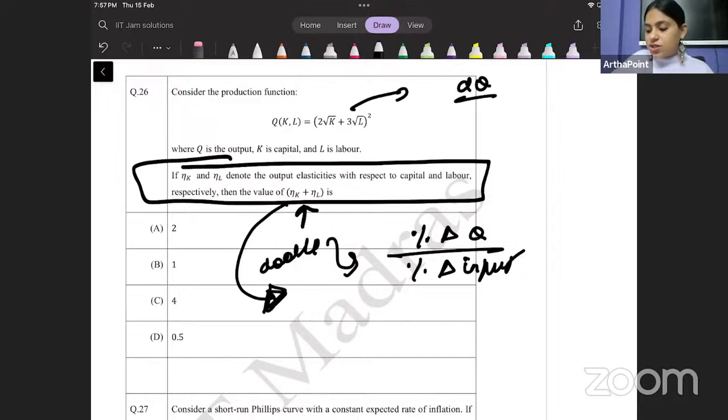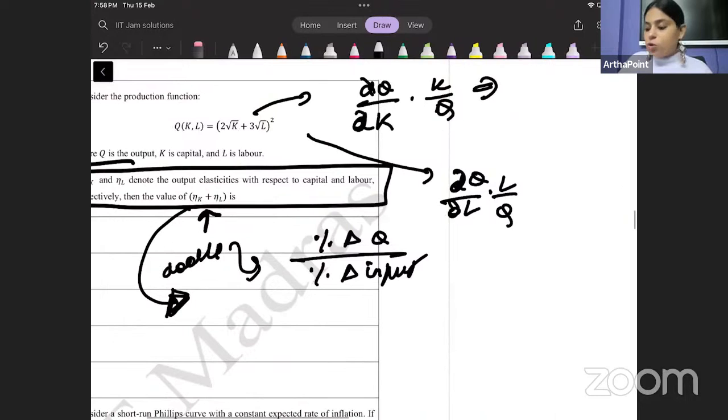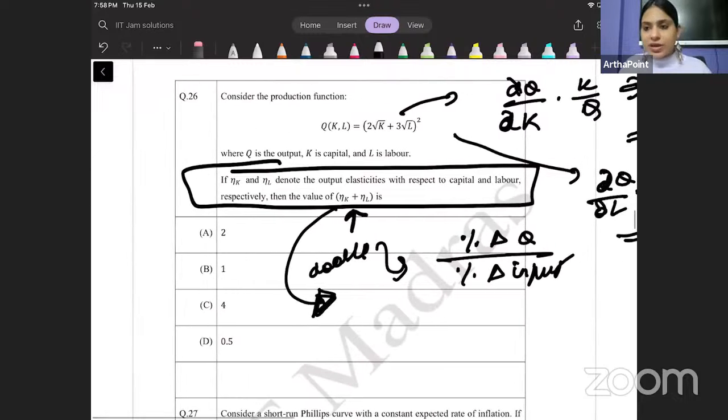You would have differentiated this with respect to K, into K by Q. That becomes your output elasticity of capital. You would have differentiated this with respect to labor, into L by Q. This would have been your output elasticity of labor. And then whatever answer comes here and here, just add them together and you will get the answer.